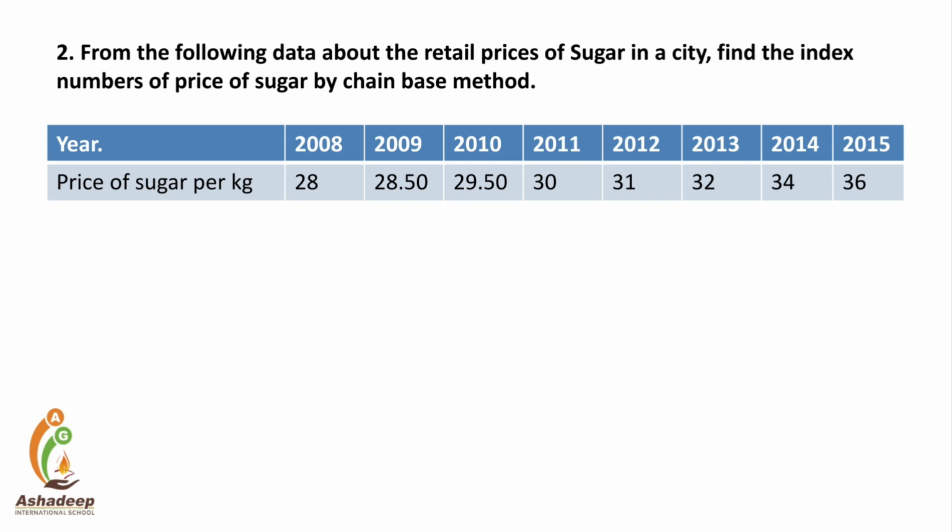In this question, the data of retail price of sugar is given and we have to find the index number of sugar by chain based method. The data is almost similar like in our last questions, but some decimal is given, whole number is not there, so it will give you more decimal numbers or fraction numbers, that's it. Otherwise the method is the same, so the formula will be the same, the procedure will be the same, it is not going to change. So let's understand this question and try to find its answer.